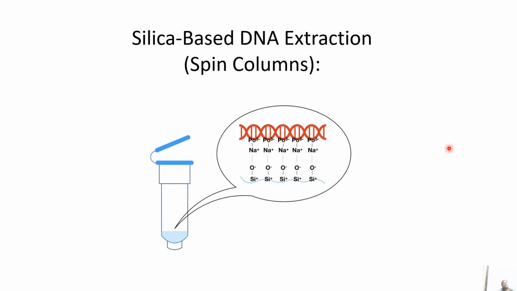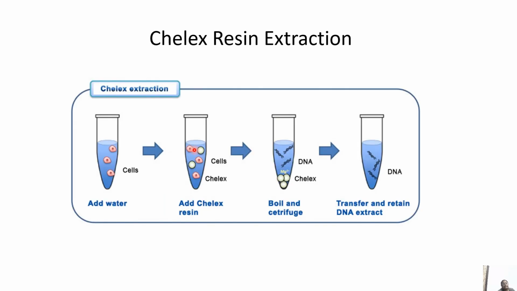This is silica based DNA extraction. There will be silica resins over here, and the DNA will attach to it, and then you can use a low salt buffer to elute the DNA. Chelex resin extraction is like this: cells, you add water, add Chelex resin, then you boil and centrifuge, and then you transfer and retain the DNA extract.